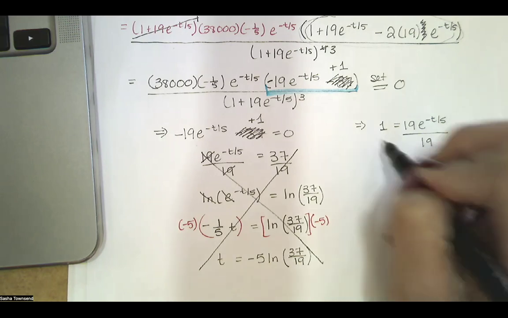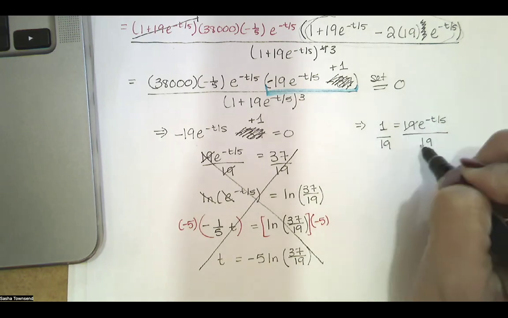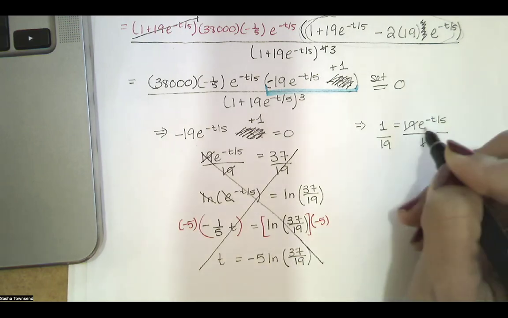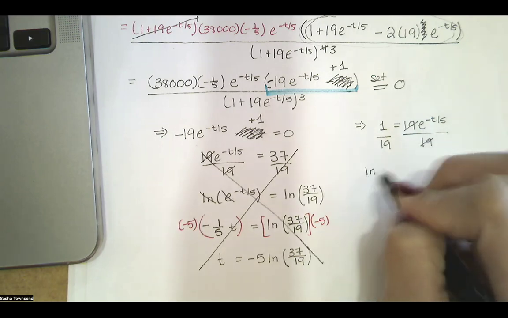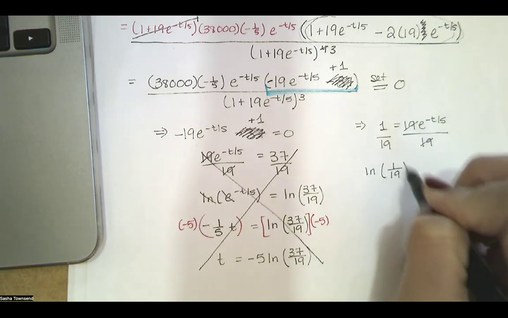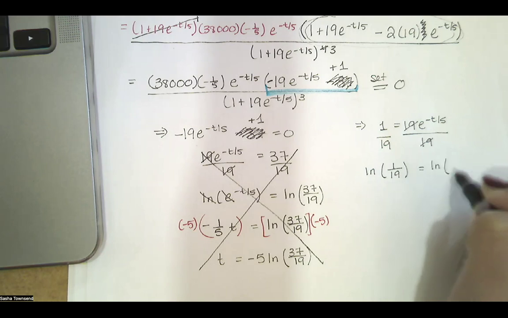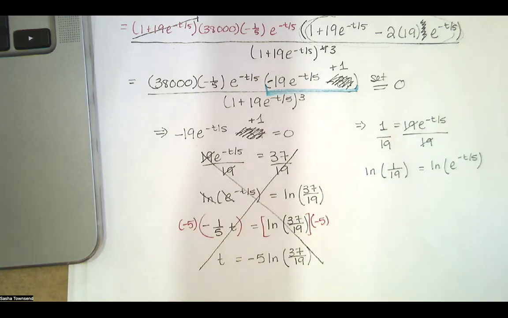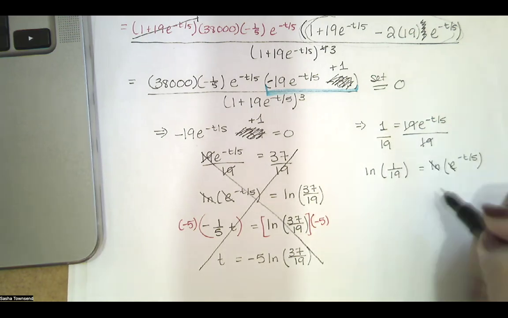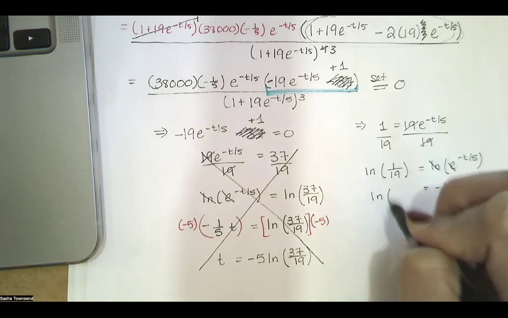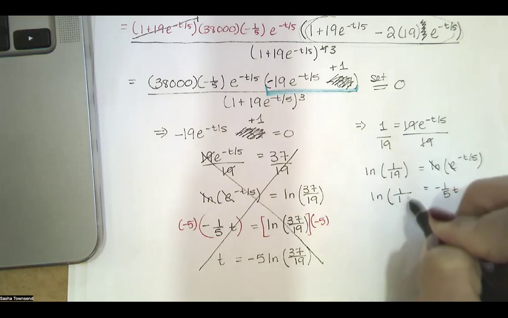When I divide both sides by 19, I get 1/19. And then if I want to get rid of the exponential, I take the log of both sides. So I have log of 1/19 equals log of the exponential e to the negative t divided by 5. Now this natural log and the exponential with the same base undo each other. And we end up with negative 1/5 of t equals natural log of 1/19.